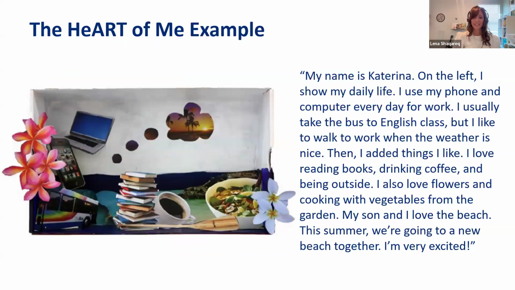Here's an example of this activity using a diorama. In Katrina's diorama, she put pictures of a computer and cell phone on the left side because she uses them every day for work. She also added images of a bus because she takes the bus to English class as well as to work when the weather is bad. Katrina also included some of her interests and hobbies like books, coffee, cooking, and outdoor activities. Finally, she used images of the beach because she and her son love going to the beach together and they are planning a special beach trip in the summer.